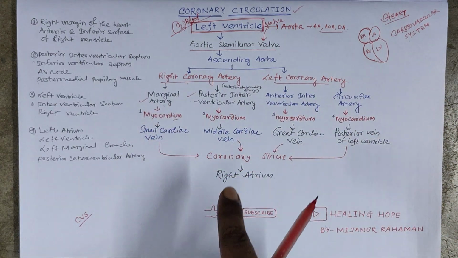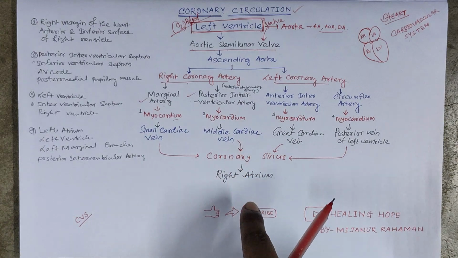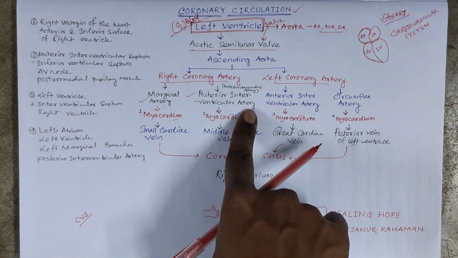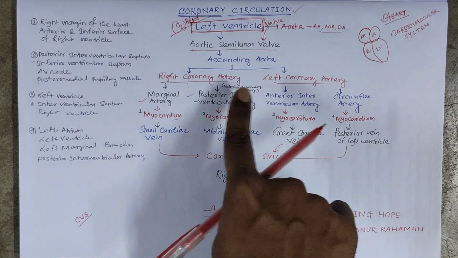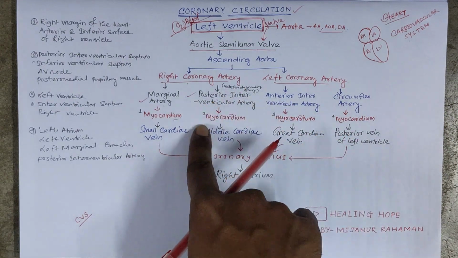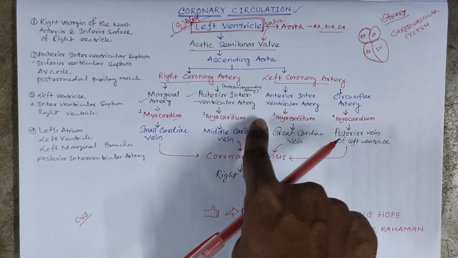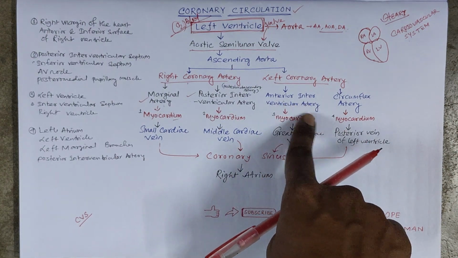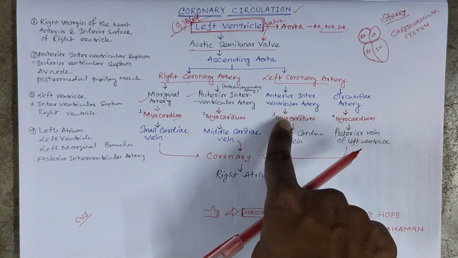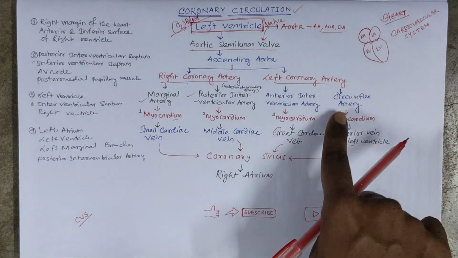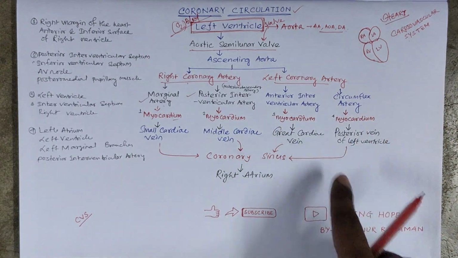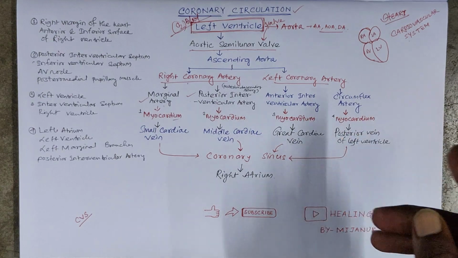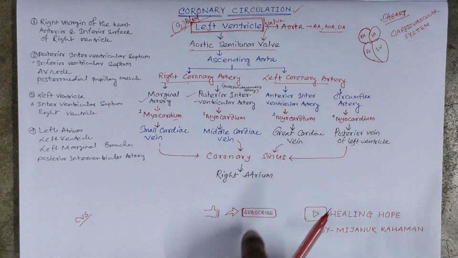The marginal artery supplies the right margin of the heart, and the anterior and inferior surface of the right ventricle. The posterior interventricular artery supplies the posterior interventricular septum, inferior ventricular septum, AV node and posteromedial papillary muscle. The anterior interventricular artery supplies the left ventricle, interventricular septum and right ventricle. The circumflex artery supplies the left atrium, left ventricle, left marginal branches and posterior interventricular artery.